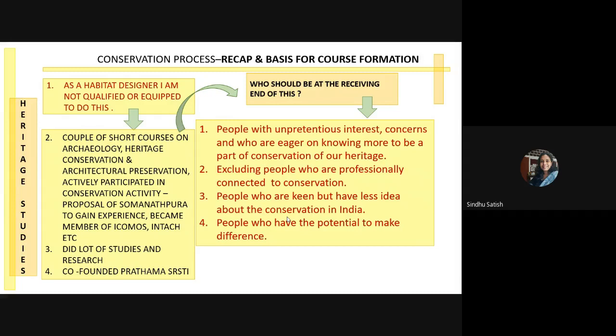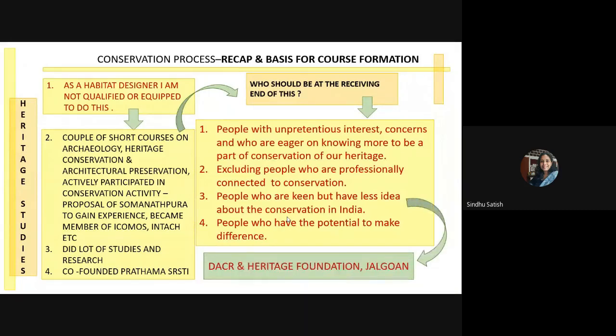So they would be the right people to share this knowledge with, and people who have the potential to make a difference. This is put in the last, but I think they should come first, because eventually, all said and done, the whole purpose of this course is to trigger that conservation attitude and help those who are really going to make a difference in this field. And I think all had some interaction in the previous sessions. I've realized that this is one of the best audiences I've had for this, and that's really what I wanted. So this led to the course.